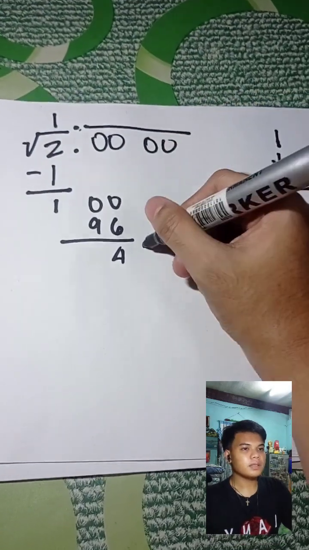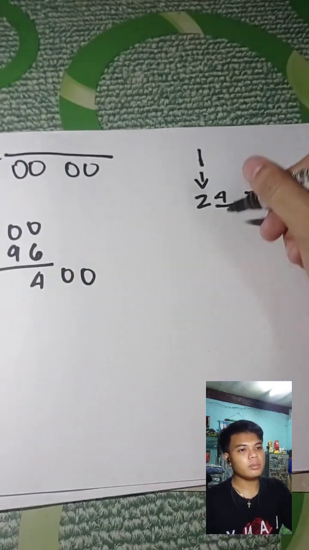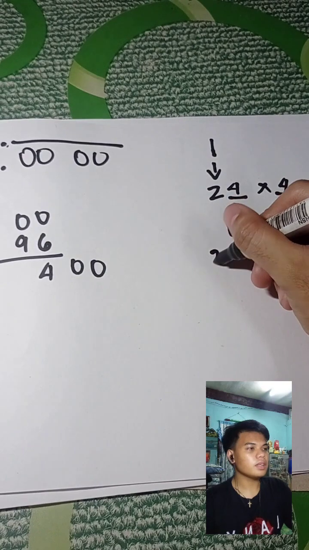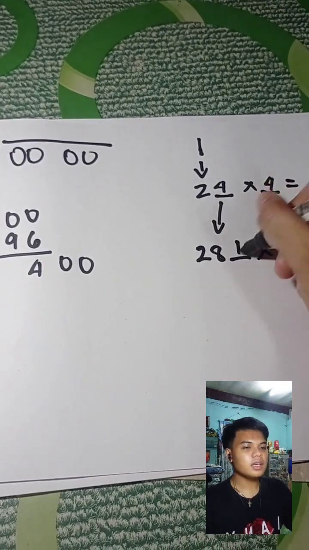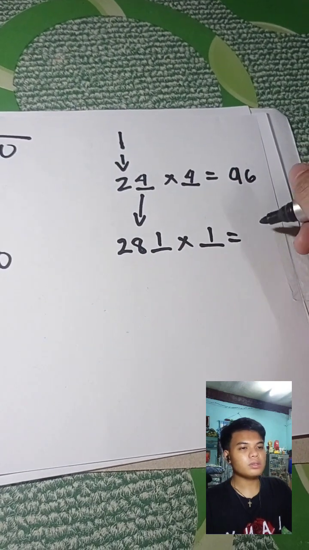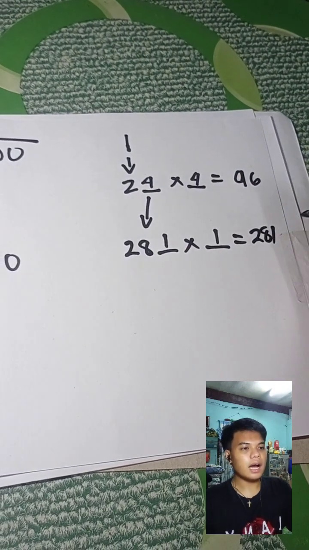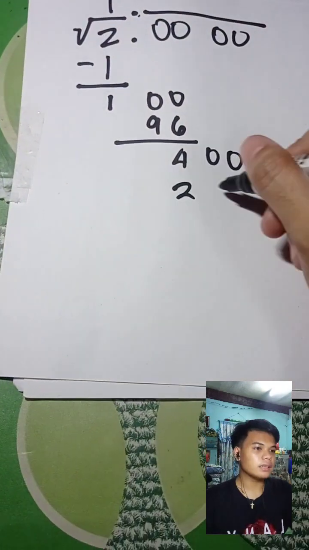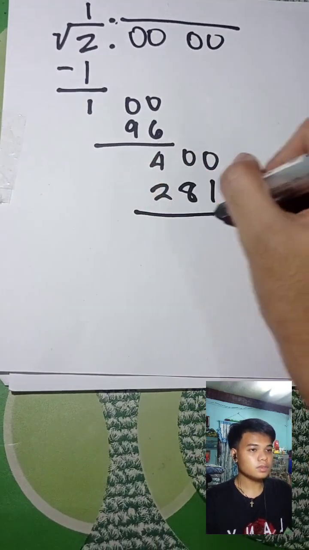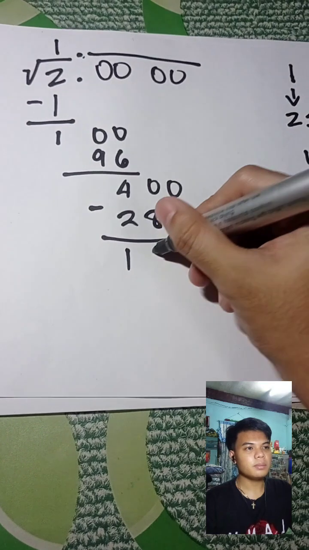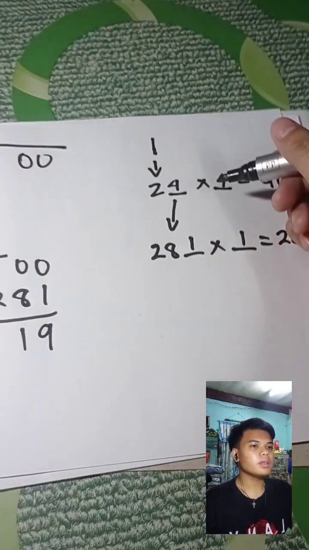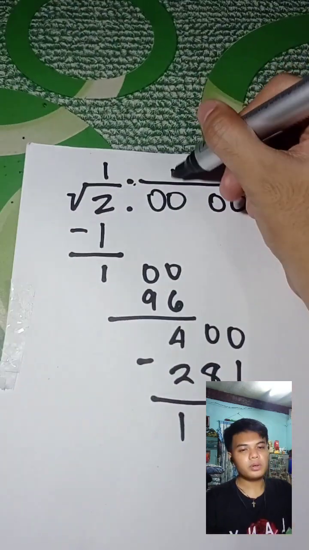So our next step is to pull down 4 and then double it. We will also put another blank, so we need to get a digit so we can get a number closest to 400. The closest is 281, so we subtract it from 400, and we get the answer 119. And then put every digit from the side to the top above every pair of zeros so we can get 1.41. So the square root of 2 is 1.41.